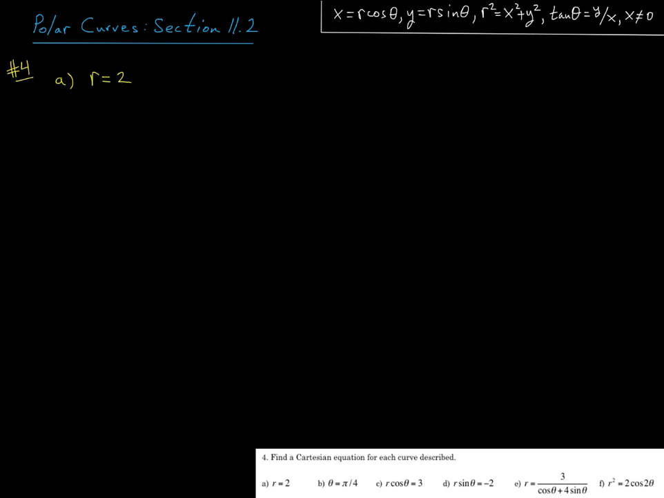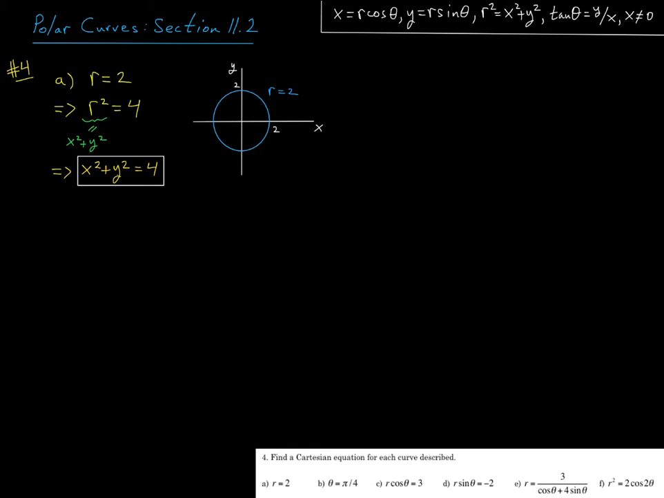And given that r squared is equal to x squared plus y squared, I'm going to start out by squaring both sides. So r squared is equal to 4, and then I'm going to trade in r squared on the left side for x squared plus y squared, and that leads us to this Cartesian equation, x squared plus y squared is equal to 4, that describes the circle of radius 2 centered at the origin.